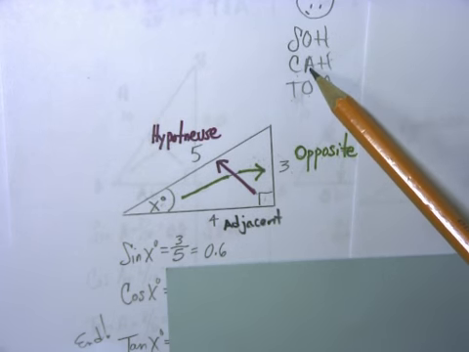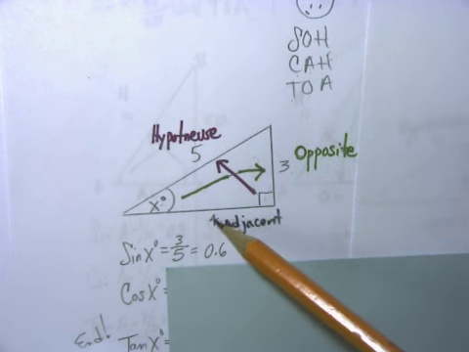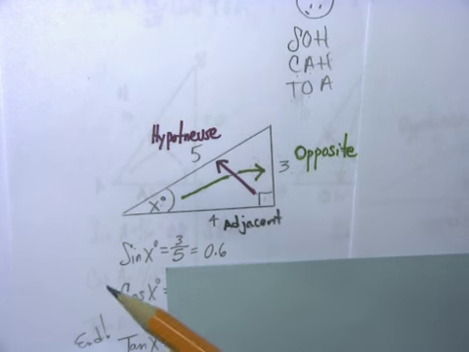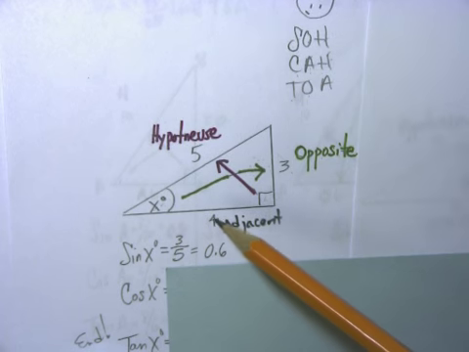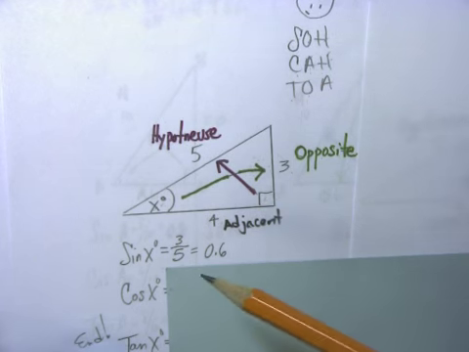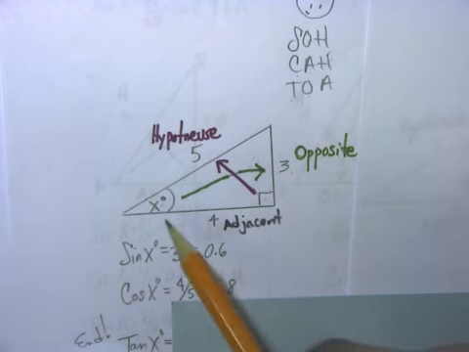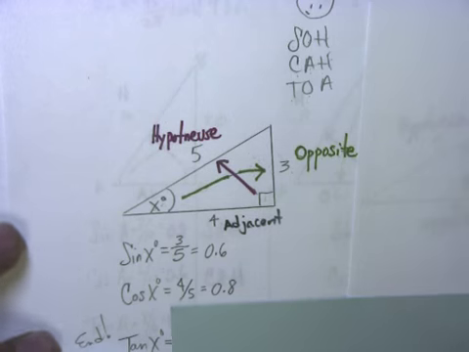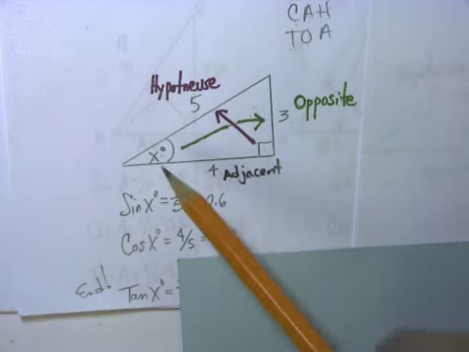Let's say we wanted to find the cosine of X, the cosine function. Well, the cosine function says that it is the adjacent over the hypotenuse. Well, where's my adjacent side? Here it is, it's 4. And where's my hypotenuse? There it is, it's 5. So my cosine function is going to be the adjacent over the hypotenuse, 4 over 5. And when I do that, 4 over 5 comes out to be 0.8. So the cosine of X is going to be 4/5 or 0.8.